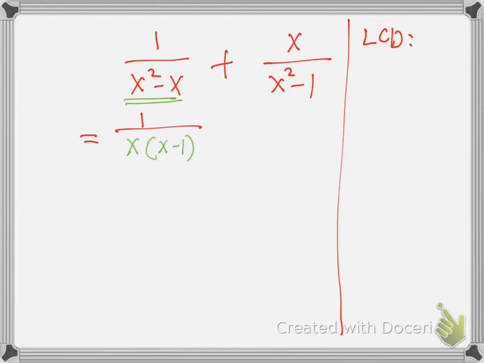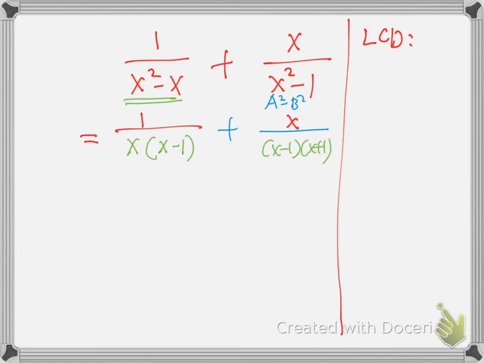And for the second one, we got the a squared minus b squared formula, right? So this is x here, and then the denominator is x minus 1 times x plus 1. The other doesn't matter.